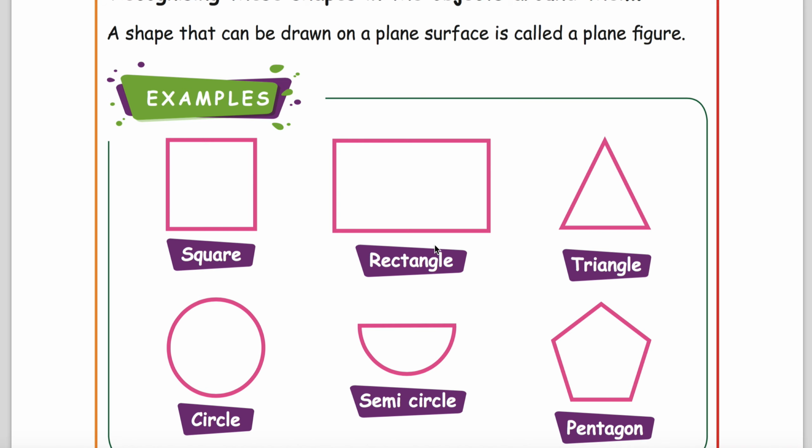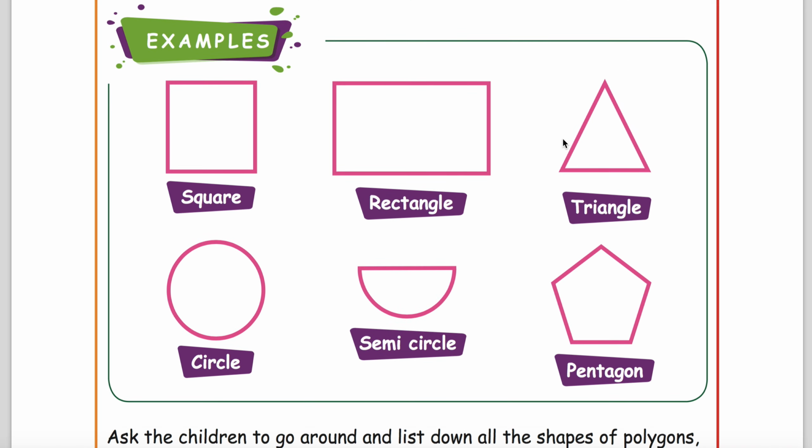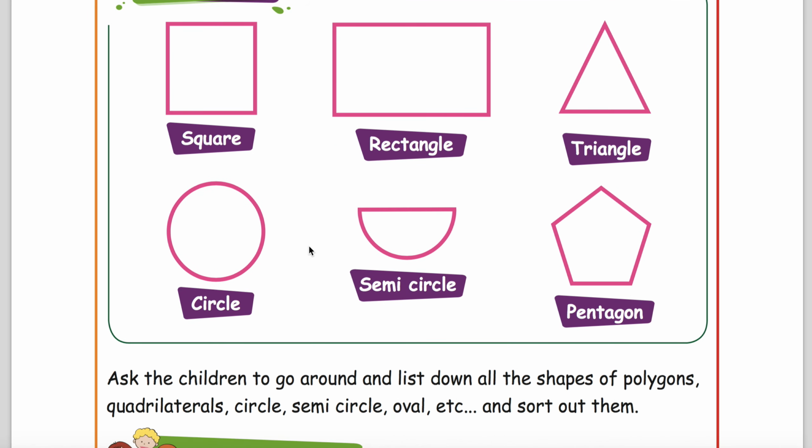Okay, this is triangle, which has three sides. And this one is circle, which has no sides. Half of the circle is called semicircle, and the one which has five sides is called pentagon. This pentagon has five sides: one, two, three, four, five.